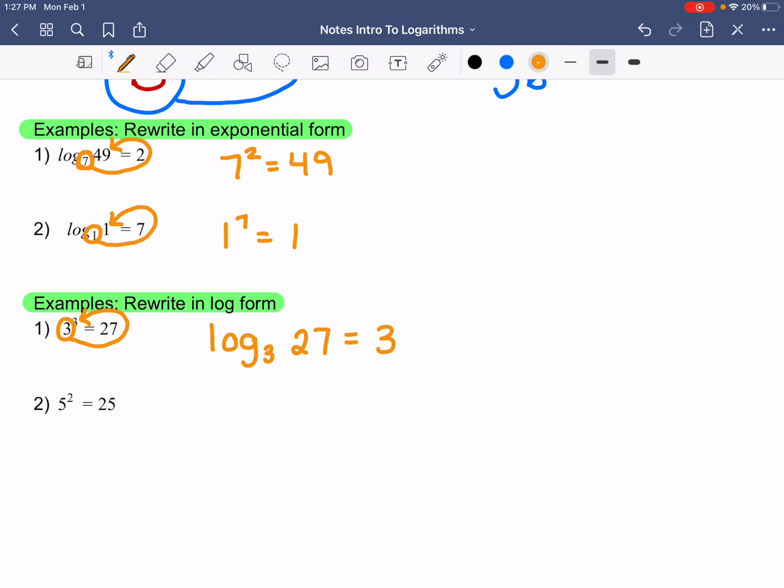Let's try it one last time. 5 squared equals 25. So we have log, and then we have base 5 of 25 equals 2. So your log base, the base was the big number, now becomes small. And then what you used to point at, the exponent, now just becomes a regular size equals 2.